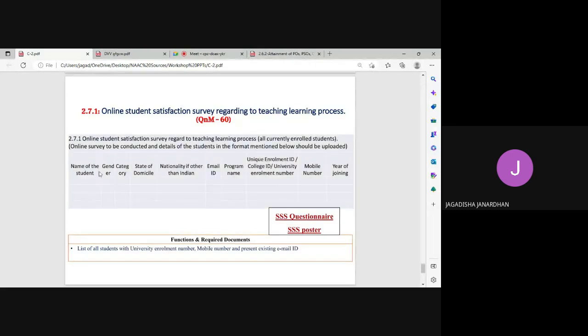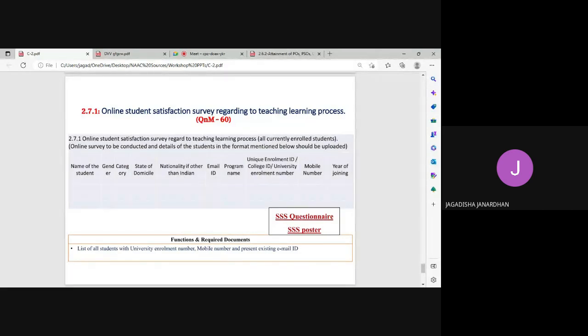That is, name of the student in the first column, gender in the second column, in the third column category of the student, state of domicile, and nationality if other than Indian, if outside students are admitted, those details. And email ID, an active email ID to be provided, program name, and a register number has to be provided, then mobile number and year of joining. This is the data of present students.